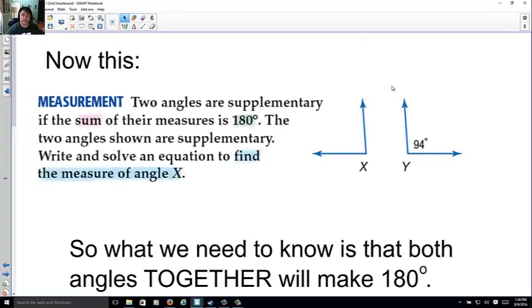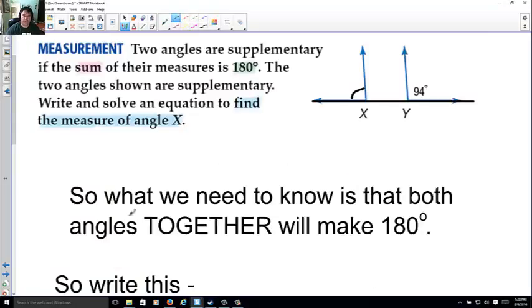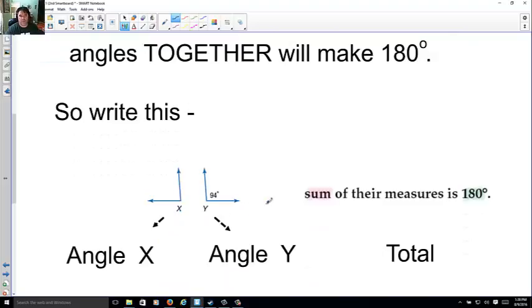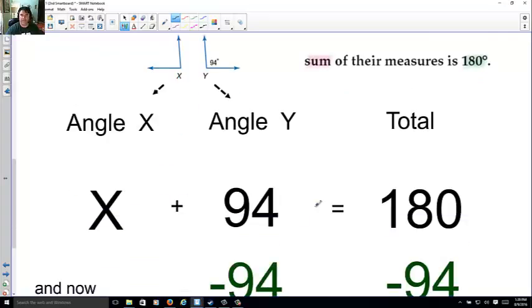Now this. So suppose I have two measurements here, and together these two are going to form 180. Now the reason why is if you have a straight line that goes across, you put these two things together, it would make 180. Now the idea is I need to know the angle of this line plus 94. So what I need to know is that both angles together will make 180 degrees. So what I'm going to do is I'm going to say, okay, well, angle X plus angle Y would equal 180. So X plus 94 equals 180.